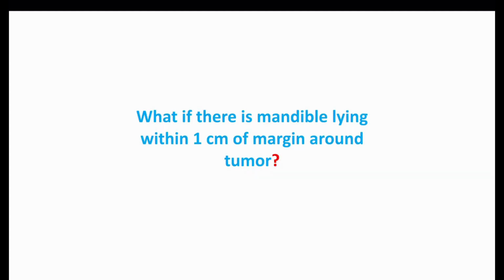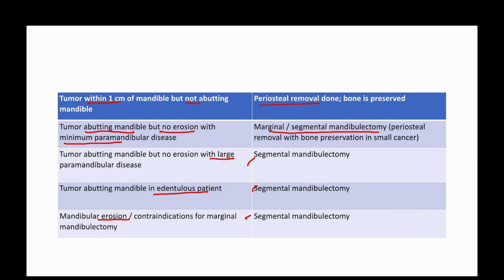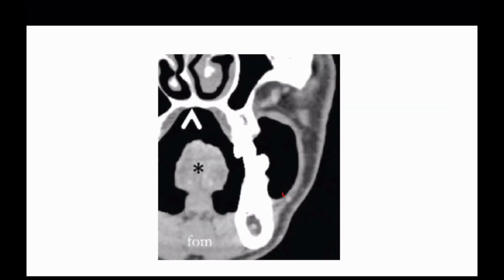What if there is mandible lying within 1 cm of margin around the tumor? If the tumor is within 1 cm of the mandible but not abutting the mandible, the periosteum can be taken as an extra margin and the bone be spared. If the tumor is abutting the mandible but there is no erosion with minimum paramandibular disease, marginal mandibulectomy can be done, where only the part of the mandibular border adjacent to the tumor is removed, preserving the lower margin, hence contour. In cases of mandibular erosion, large paramandibular disease, or if marginal mandibulectomy is contraindicated, segmental mandibulectomy is done.